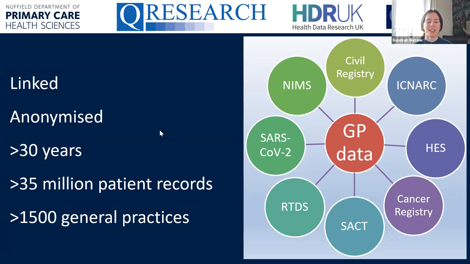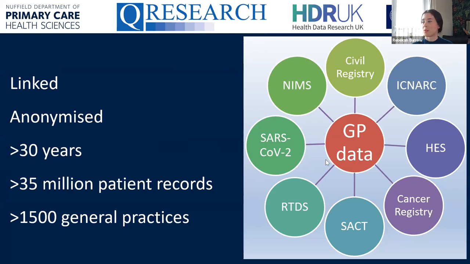Hi, thanks, Lara. I'm Rebecca Burrow, the Senior Research Data Manager for Q Research, and I'm going to tell you a little bit about the data that we hold, how to access it, and our trusted research environment. I'm going to start with this diagram on the right, which shows the data sets we hold. In the middle, you can see the GP data, to which all our other data sets are linked. In the GP data, we have all the coded data, things like demographics, diagnoses, symptoms, clinical values, and prescriptions. We have data from over 30 years, from more than 35 million patient records, and from over 1,500 general practices.